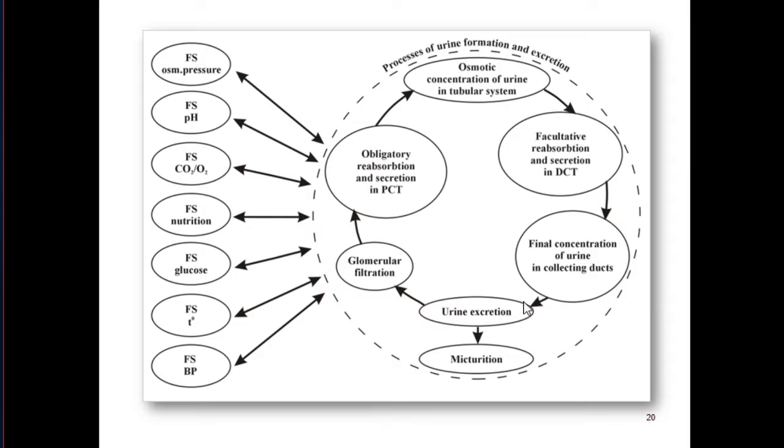So, urine formation goes through the following mechanisms. You have glomerular filtration, obligatory reabsorption in PCT, then osmotic concentration of urine in the tubular system, then facultative reabsorption and secretion in DCT, and then final concentration of urine in collecting ducts, urine excretion, and micturition.